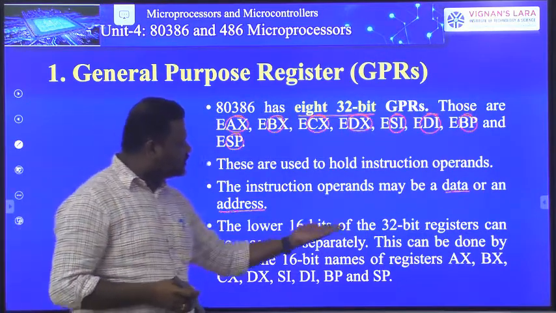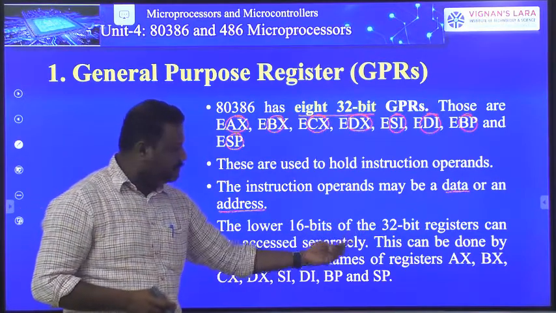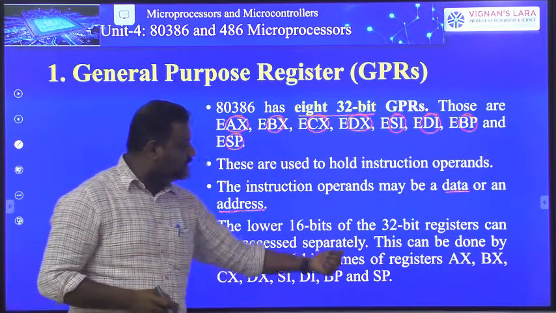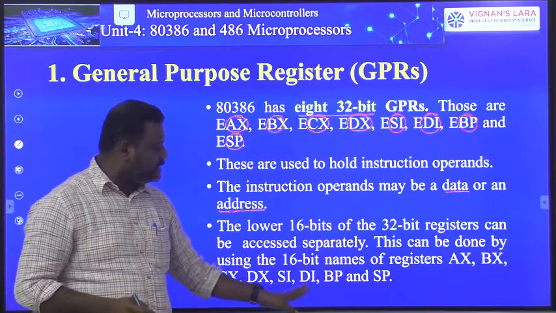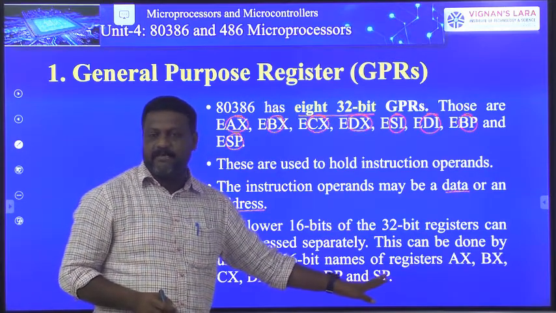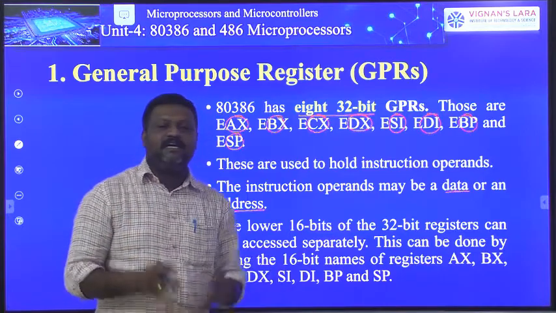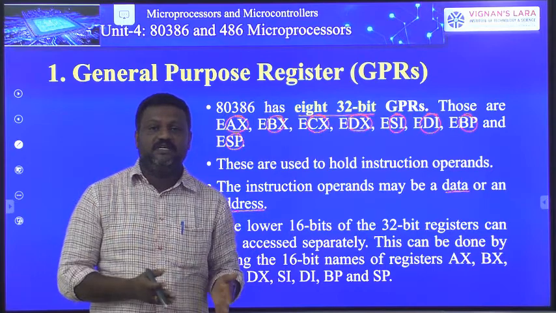The lower order 16 bits of 32-bit registers can be accessed separately. This can be done by using the 16-bit names of our registers like AX, BX, CX, DX, SI, DI, BP and SP. And similarly, if I want to do an operation on 8 bits, I may get 8 8-bit registers like AH, AL, BH, BL, CH, CL, DH, DL.